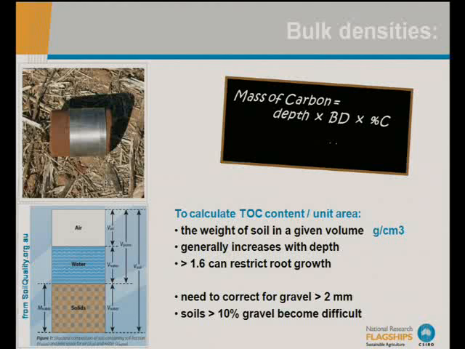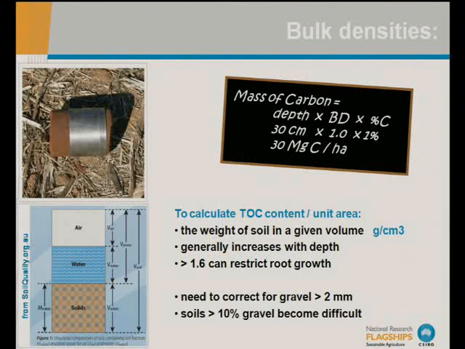Moving on to bulk density, simply the weight of soil in a given volume. We need that in order to calculate total organic carbon content on a unit area. Bulk density generally increases with depth, and bulk densities above 1.6 can restrict root growth. But important to our carbon calculations, we need to multiply the depth of our sampling by the bulk density and by the carbon content. So if we have a 30 centimetre depth, a bulk density of 1 and a carbon content of 1, then we have 30 tonnes of carbon per hectare.